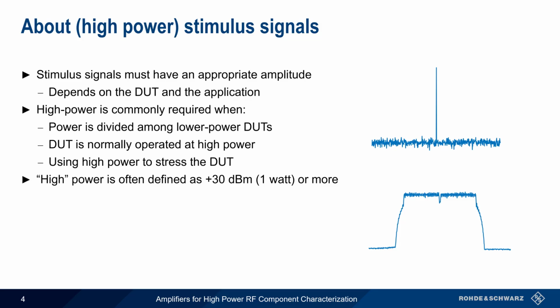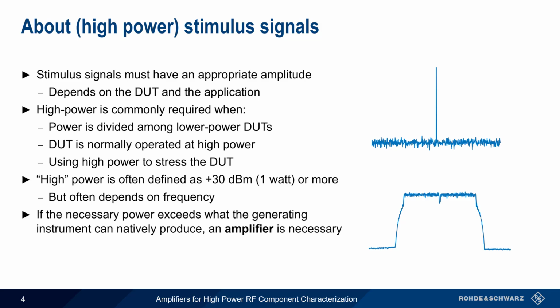There's no formal definition as to what high power is, but for RF testing, this usually implies a signal with powers above plus 30 dBm, or 1 watt. The definition of high power also depends in part on frequency ranges. As frequency increases, the definition of high power often decreases. In the case where the necessary stimulus signal power exceeds what the generating instrument can produce, an amplifier is used to provide the additional power.